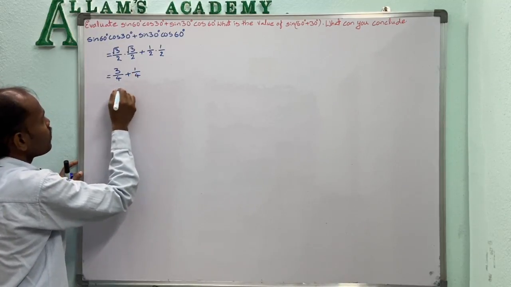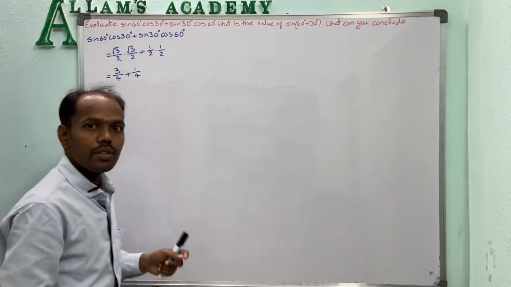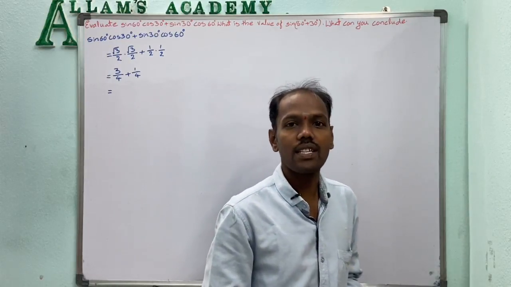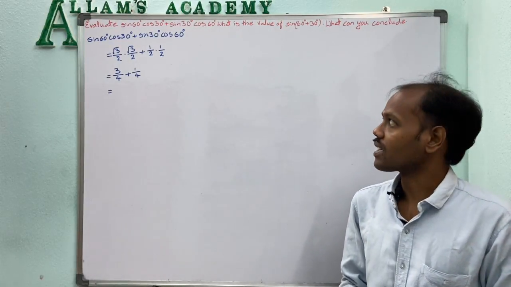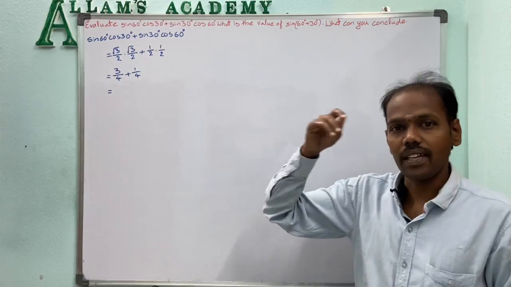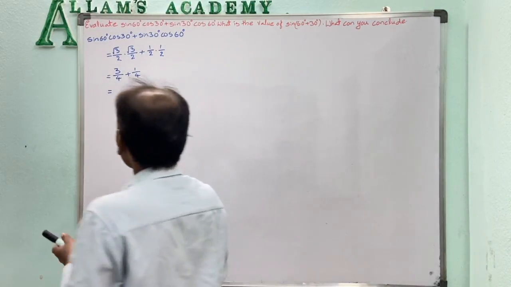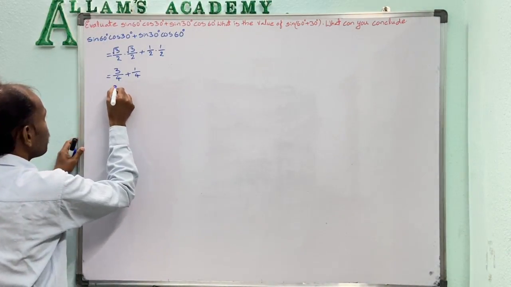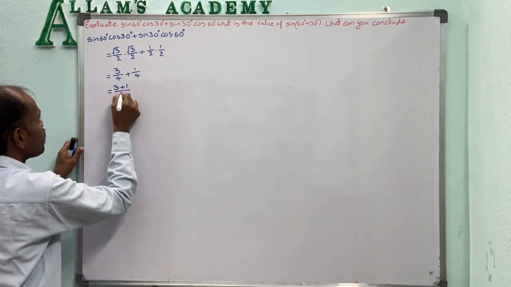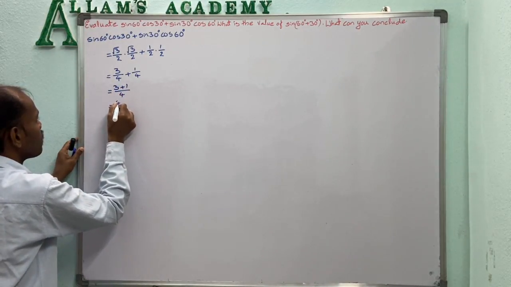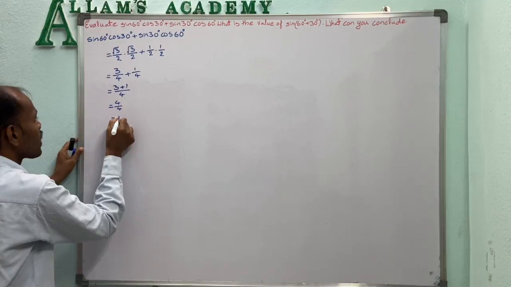Now, 3 by 4 plus 1 by 4. Both the fractions are like fractions, their denominators are equal, so directly we can add. So 3 plus 1 by 4, that is nothing but 4 by 4 equals 1.